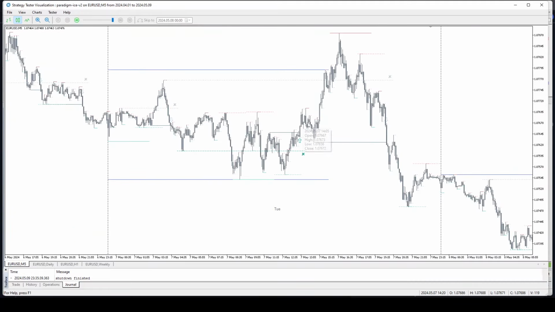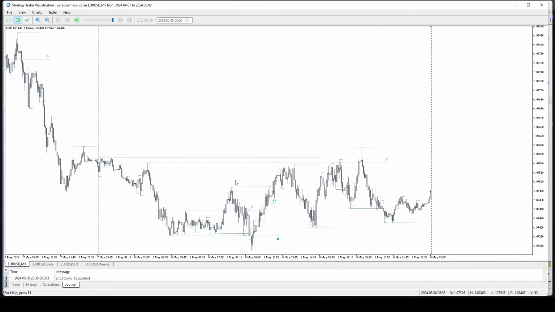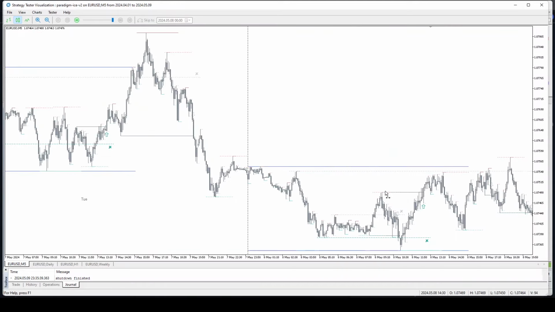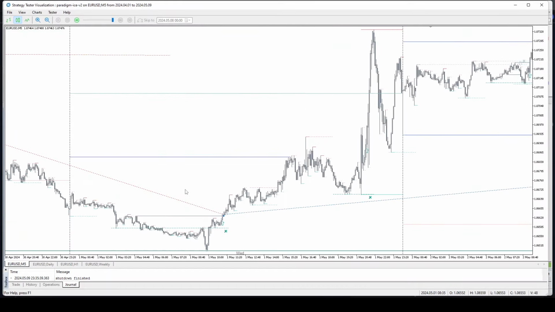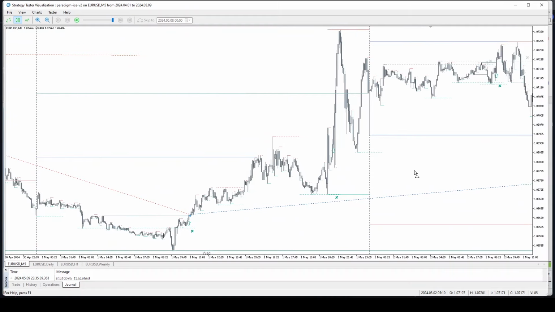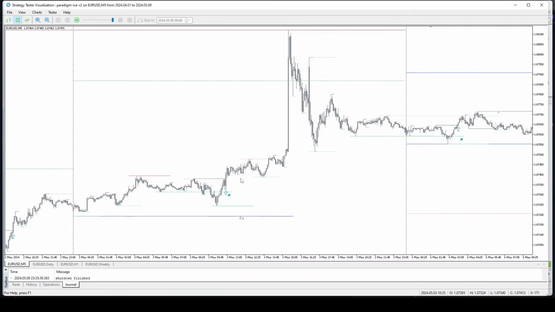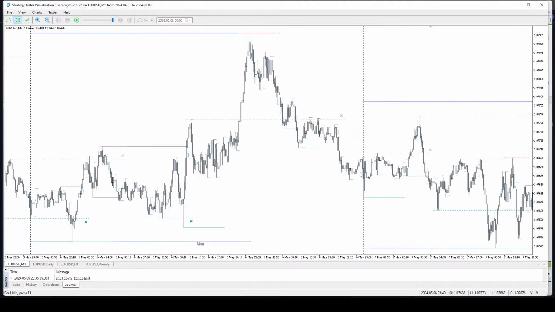But this is another buy setup here. This is another buy setup here, and so it's still holding on to this trade it took here. This is as far back as 1st of May. This is 9th of May already, so it's still holding on to that one single trade.